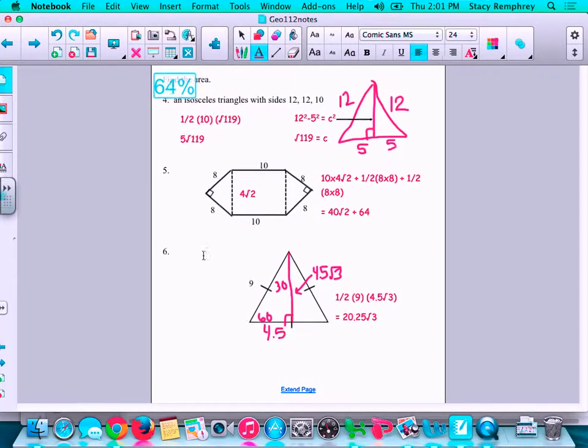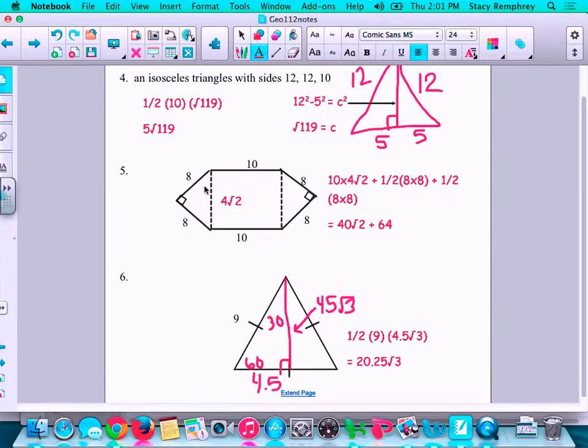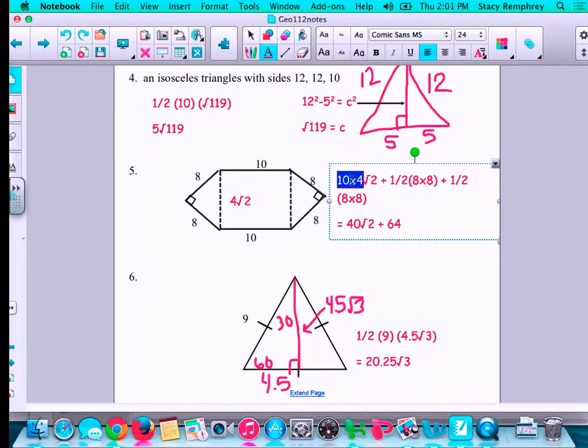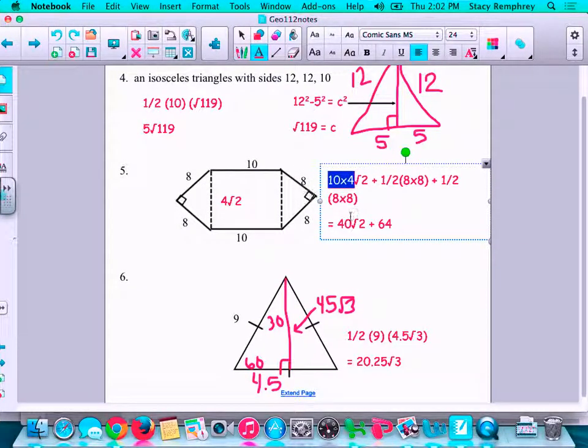Okay, over here, I used this right triangle and the Pythagorean theorem to find out that this dotted line here is 4 root 2. And then the figure can be split into different ones. You can use this rectangle, that's where this part came from. And then I have two triangles, half of 8 times 8 and another half of 8 times 8. So your final answer is right here at 40 root 2 plus 64.